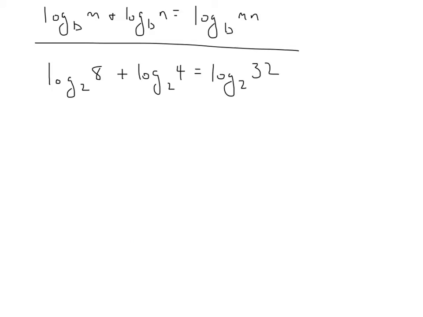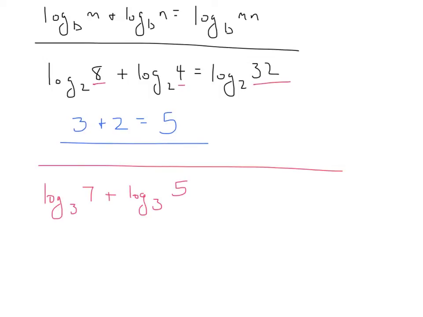So here's an example. We have log base 2 of 8, that's saying to us 2 to what power is 8, plus log base 2 of 4, 2 to what power is 4, is equal to log base 2 of 32, 2 to what power is 32, where we notice, of course, that 8 times 4 is equal to 32. And let's just do a quick check to make sure that this works. 2 to the third power is 8, 2 to the second power is 4, and 2 to the fifth power is 32. So it does actually work out because 3 plus 2 is 5.